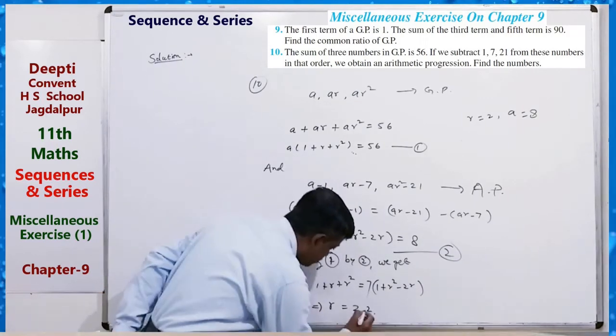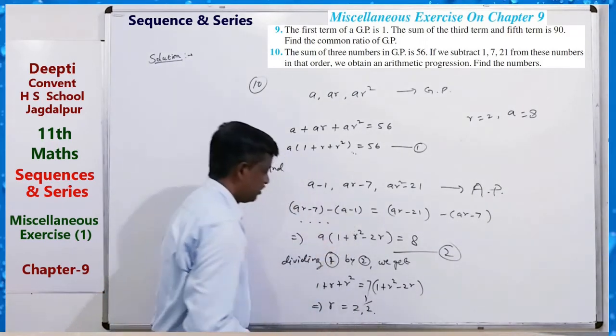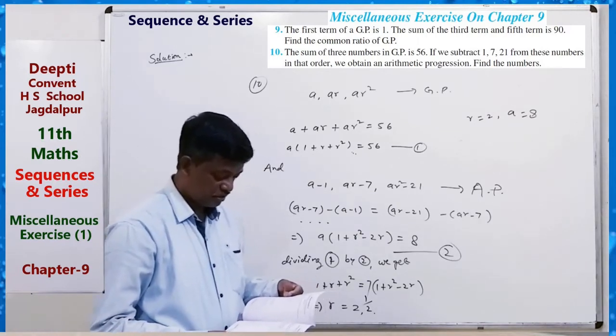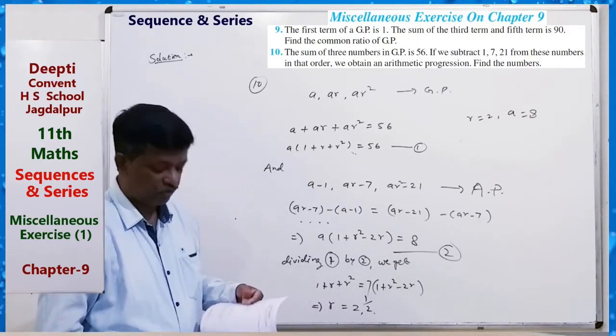One value of R is 2, and another value is 1 by 2.